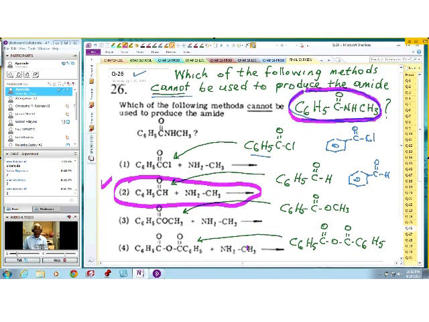And the same primary amine, methylamine, will react with an anhydride. This is an anhydride. Each one of these reactions will be a nucleophilic acyl substitution reaction. So the answer here is 2. You cannot use 2 to make this compound here.